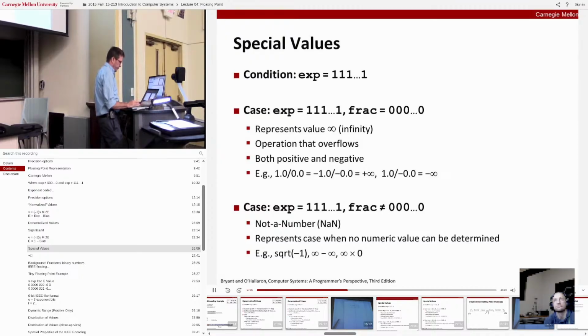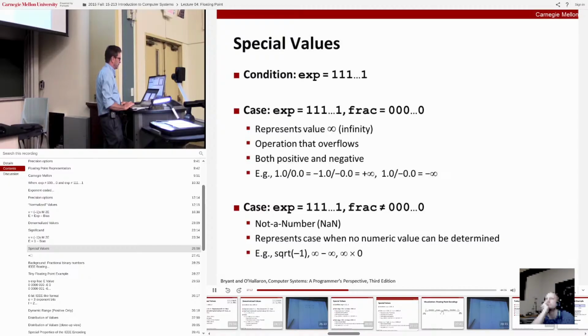So for example, if we did 1 divided by 0, or minus 1 divided by minus 0, we'd get positive infinity. If we divide 1 by negative 0, we get negative infinity. The fourth kind of special number is the case where the exponent, again, is all ones, but the frac is non-zero, any non-zero value. And this represents what's called not a number.